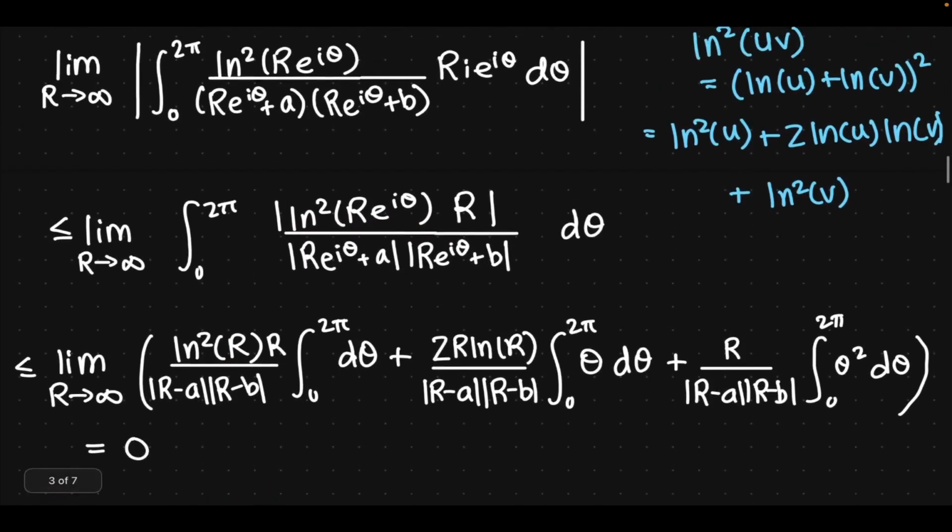So when I do that and I take the absolute value, all the exponential terms will vanish. All the I factors will vanish. So ln squared r, and then we have 0 to 2 pi d theta, of course. That's the integral of 2r ln r over |r minus a||r minus b| d theta, plus the integral of r over |r minus a||r minus b| squared d theta.